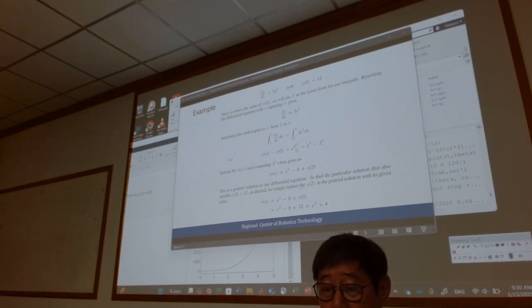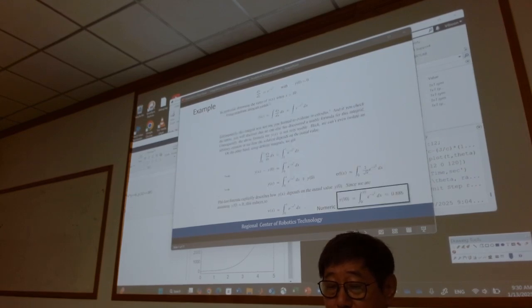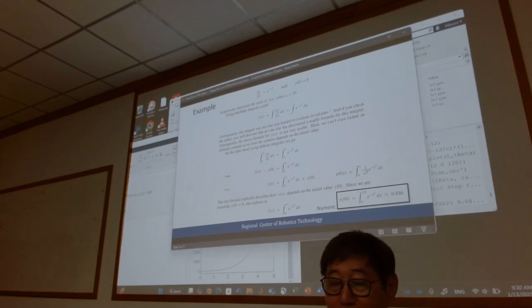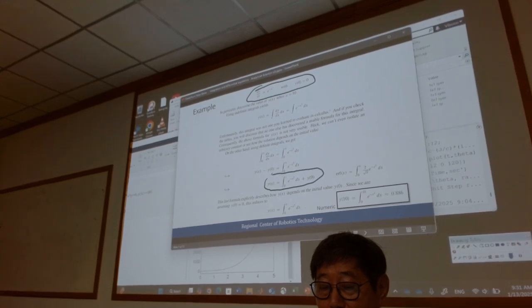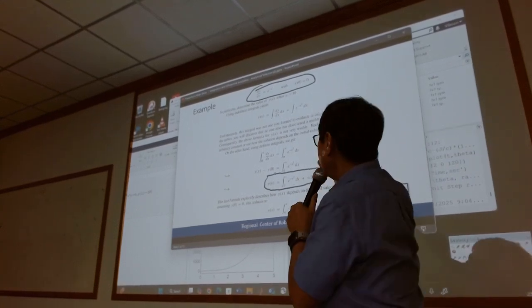Okay, so you have this one. This one now. You have this one. You have to solve this one. Integrate this one. See? You will find that this one is not integrable. Cannot be integrated.